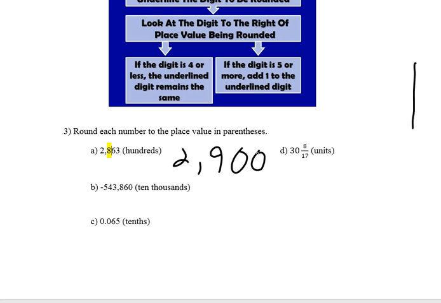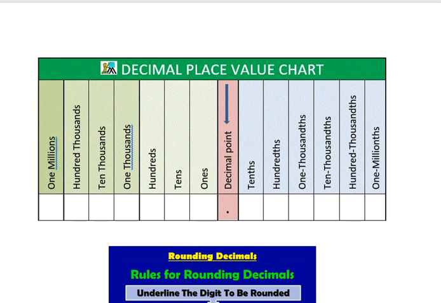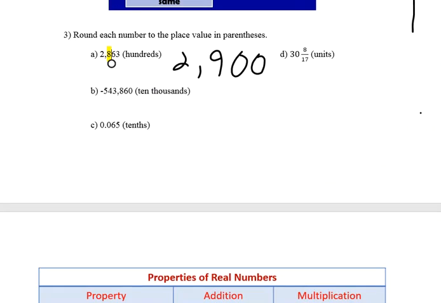B, we're supposed to round to the nearest 10,000. So if you're not sure, you can always look back. So 10,000 is 1, 2, 3, 4, 5 to the left of the decimal. 1, 2, 3, 4, 5, so it's the number 4.